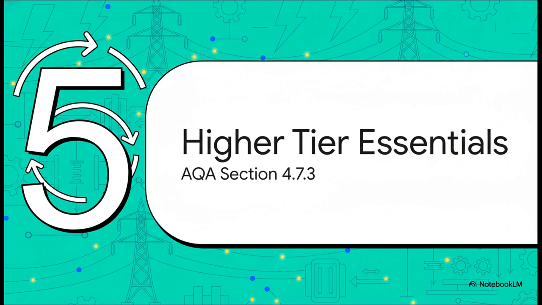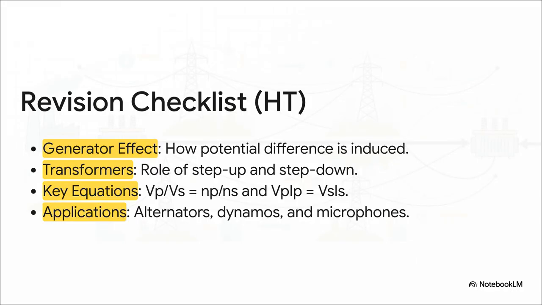As we said right at the start, this whole topic is for higher tier students only. So if that's you, these next points are your absolute essential revision checklist. Pay attention to this bit. Okay, quick recap. Make sure you have these 4 areas totally sorted. First, can you explain the generator effect in your own words? Second, can you clearly describe the job of a step-up and a step-down transformer? Third, are you confident using both of those transformer equations? And finally, can you explain the applications we've talked about, alternators, dynamos, and microphones? If you can honestly tick all those boxes, you're in really great shape for the exam.